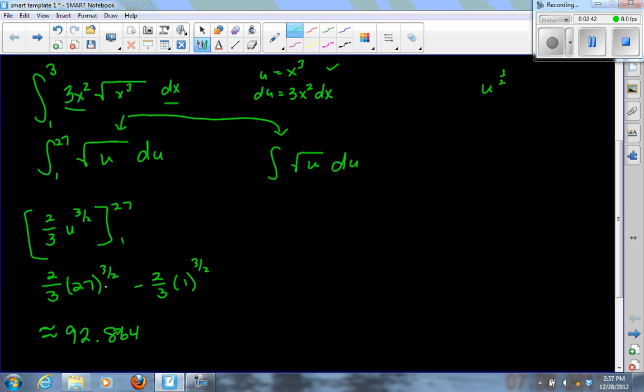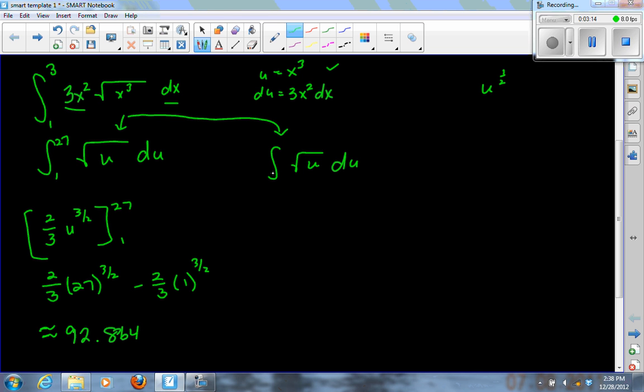Like 27 to the 3/2 is 27 times the square root of 27, which would reduce, because the square root of 27 has the square root of 9 in it. So you could go through that long procedure doing that, or get a decimal answer if it didn't matter. Okay, so that method is to say, let me change these bounds to U bounds, and then just work the whole problem with U's in it.